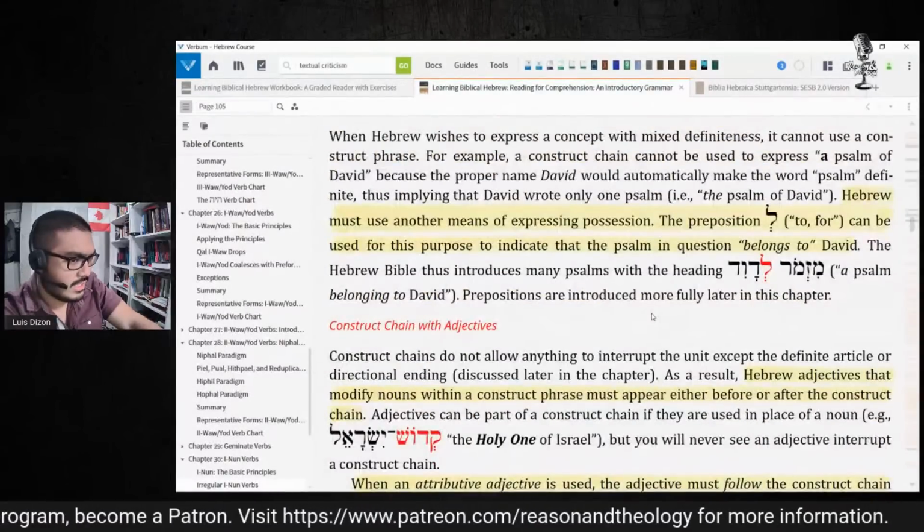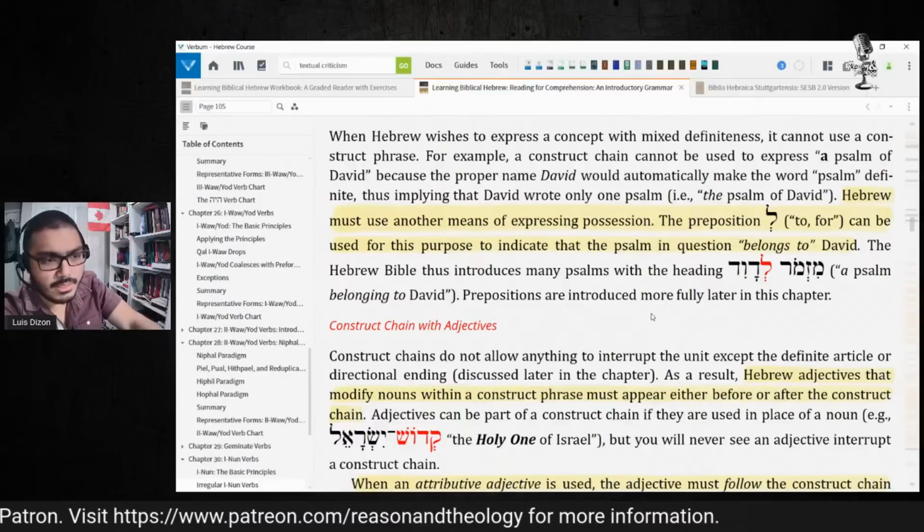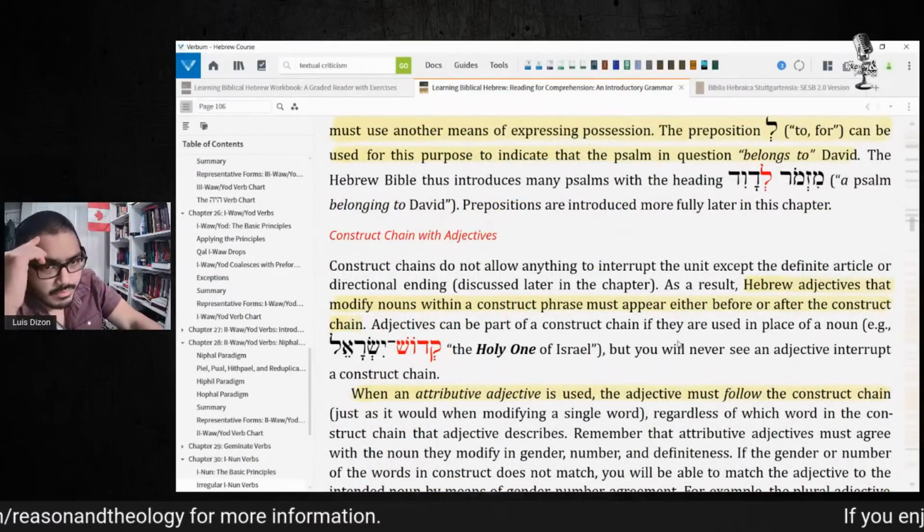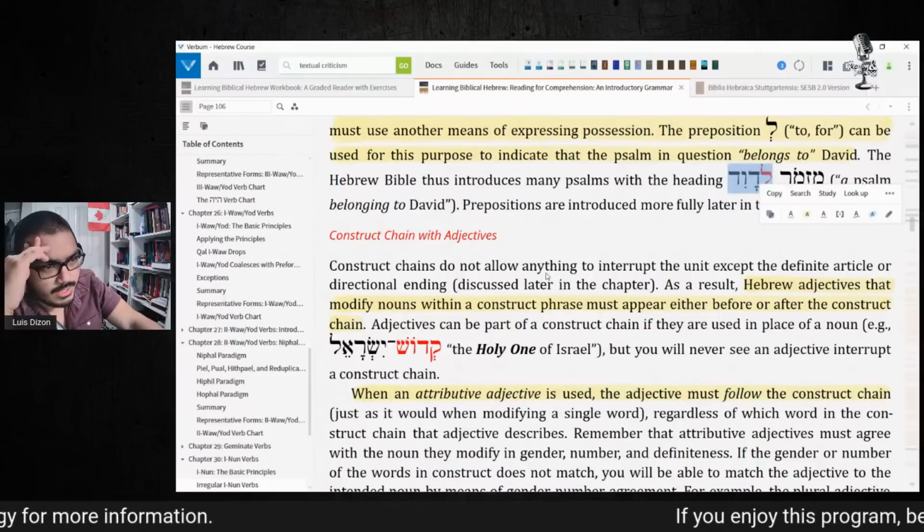So not all constructs indicate possession, but also not all possessions are indicated by construct. Sometimes they're indicated with a preposition.